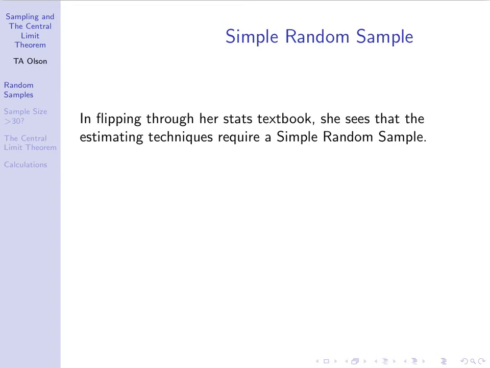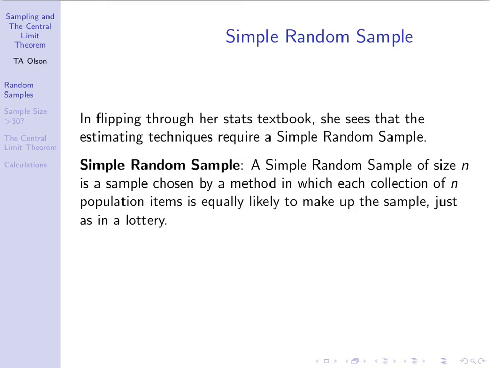She sees that all the estimating techniques that we have require a simple random sample. The definition in the book is a little cumbersome. It says a simple random sample of size n is chosen by a method in which every collection of n population items is equally likely to make up the sample. And its example is a lottery.